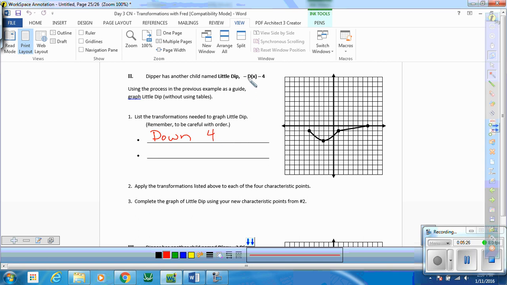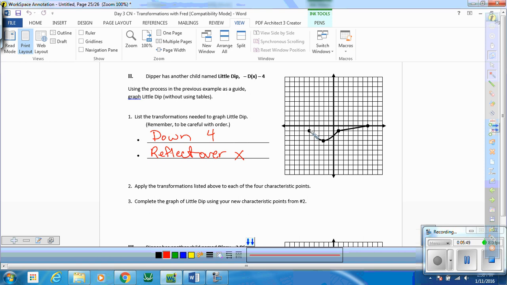And then I've got a negative. I'm multiplying by a negative outside. A negative outside reflects over the x-axis. So we're going to reflect it over the x-axis. Just like with the dilation, I find it easier to reflect first and then make my translation. So that's what I'm going to do.